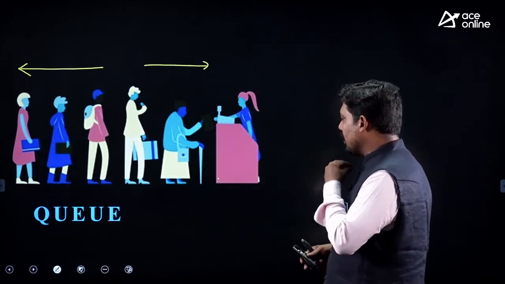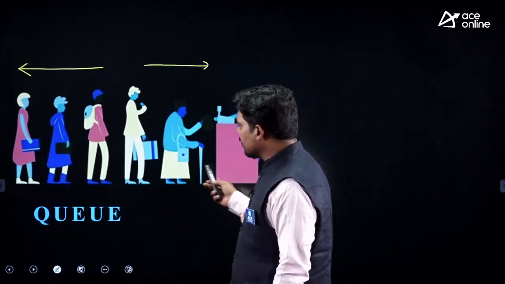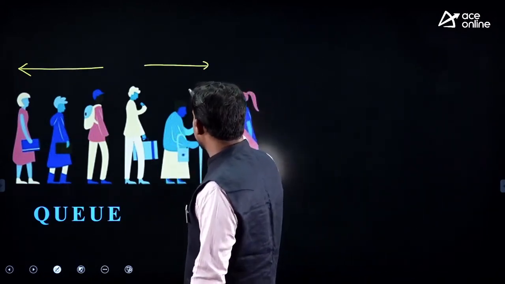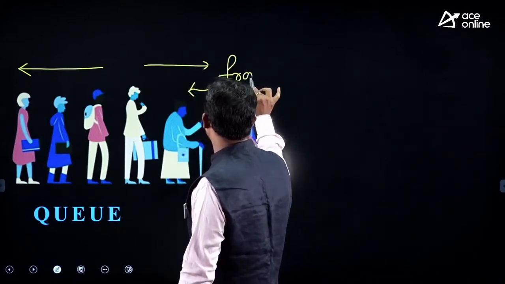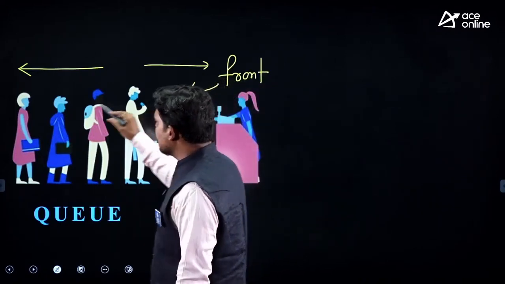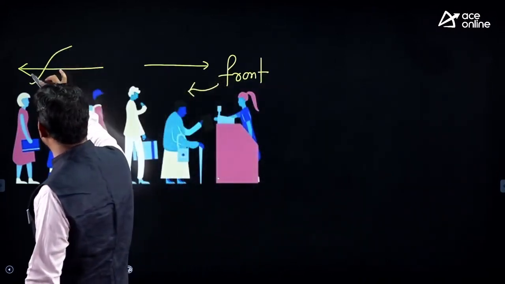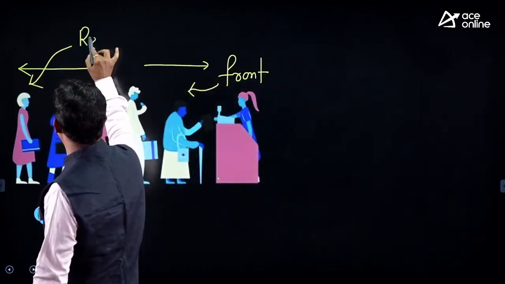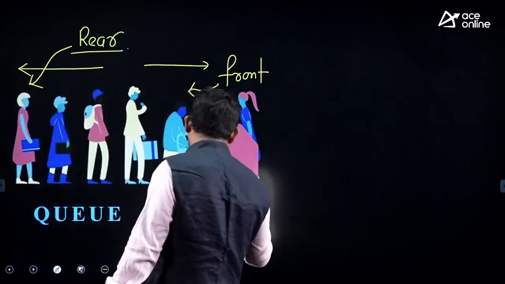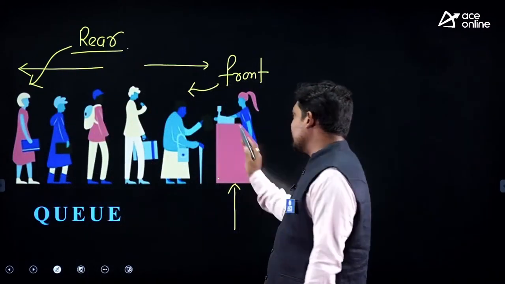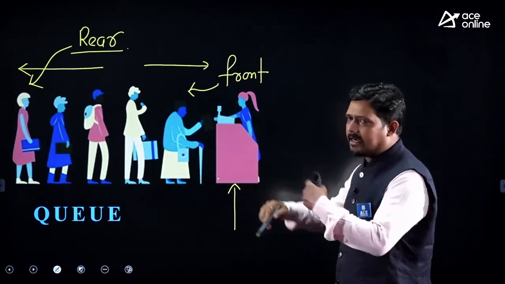Now here, understand that it's a queue. People are sitting, standing, and this is the front of the queue. This lady is in the front of the queue, and this lady is in the last of the queue, and the technical term I am using for that is called the rear. So definitely you can consider this as a resource, and this lady is using that resource.